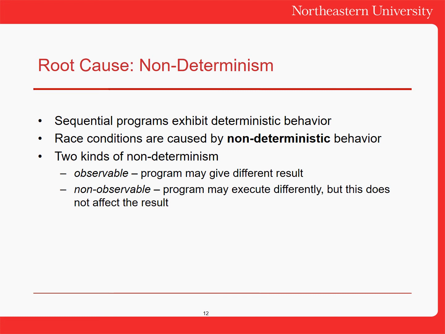There's two kinds of non-determinism. Observable non-determinism is bad. A program may give you different results in terms of race conditions occurring. What we want is non-observable non-determinism. Whatever order the threads execute in, we always get the same results. That's good.